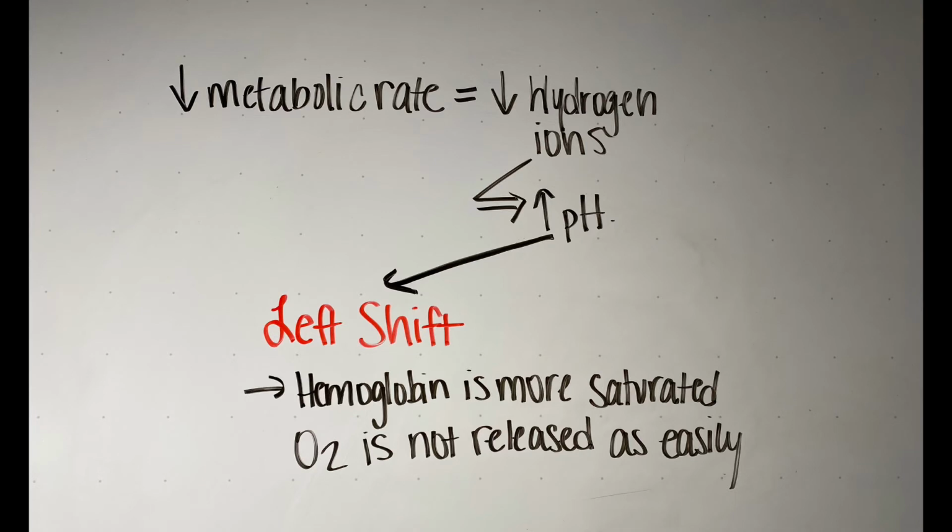But the reverse is also true. Less metabolism produces less hydrogen ions, and less hydrogen ions means that we will have a higher pH, and a higher pH means that the graph will shift to the left. And a left shift on the graph increases the saturation of hemoglobin, and oxygen will cling on to hemoglobin more.